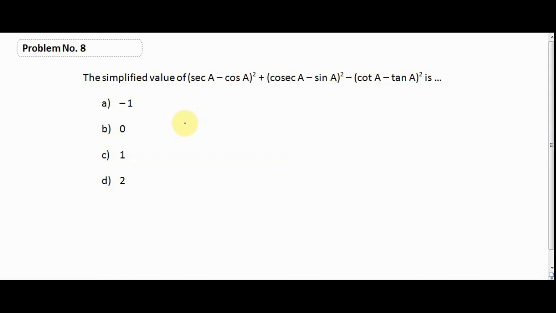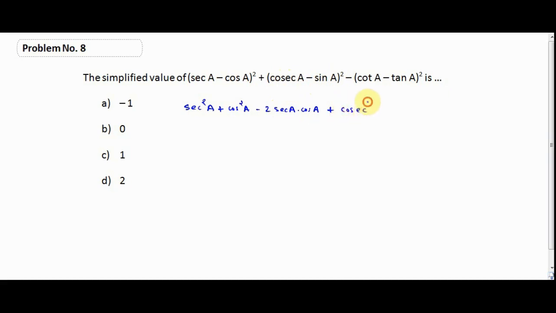Now coming to its solution, let's expand these 3 terms. When you expand the first term, you will get it as sec square a plus cos square a minus 2 sec a into cos a. Then plus the second term, cosec a minus sin a whole square. Let's expand that.